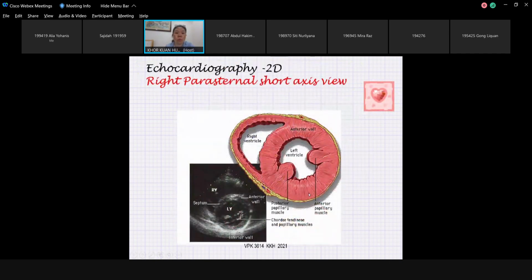So what does it mean? Left ventricle, papillary muscle. Okay, people? So the image will look like this. Left ventricle, papillary muscle. So the image is left ventricle, papillary muscle.